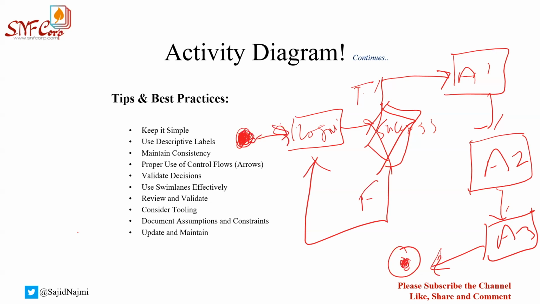We have taken a lot of time. So, tips and best practices: you have to keep it simple. Use descriptive labels. Like I'm using these labels, I'm using these labels. This has to be descriptive. If I'm writing A1, A2, no one will understand what A1 and A2 are all about.